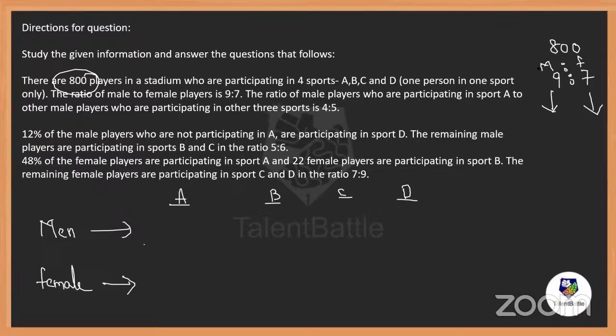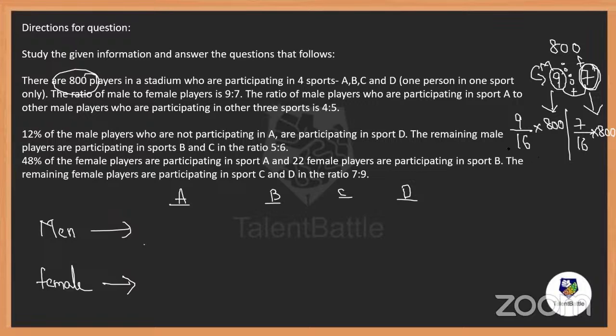All you need to do, if you want to find out for men, take this one. This is called parts. So 9 parts, divided by the total. Means 9 plus 7, 16, into the value, 800. This will give you how many men. Similarly for female, take 7 by the total 16 into 800. This will give you female.